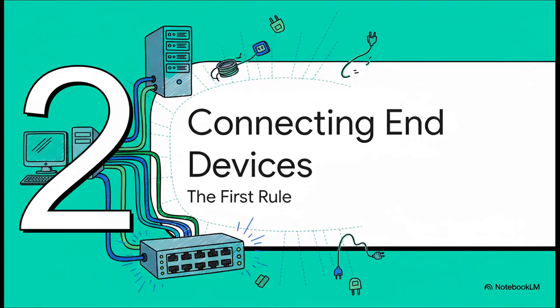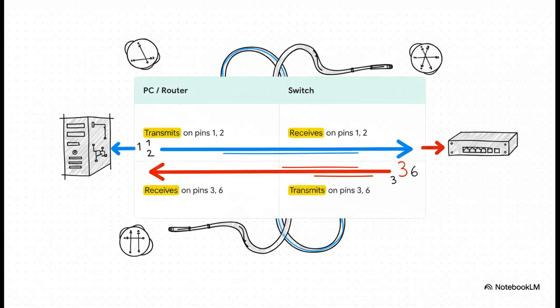Okay, it's time to make our first connections. We're going to start with the end devices, the PCs and the server, and plug them into their local switches. This is where we'll see the first, and honestly, the most fundamental rule of network cabling come into play. So, why all the fuss about cable types? It all comes down to the wiring inside.